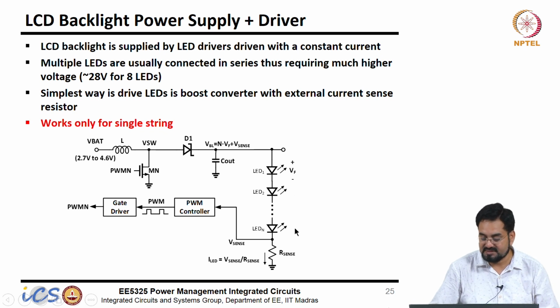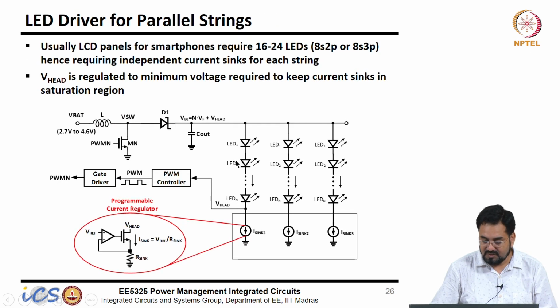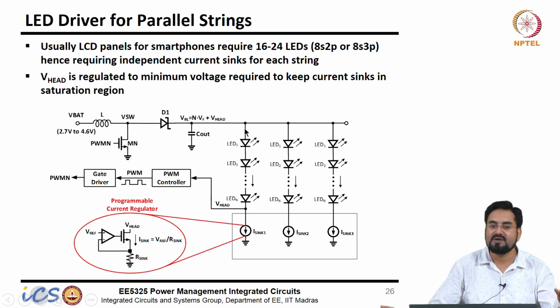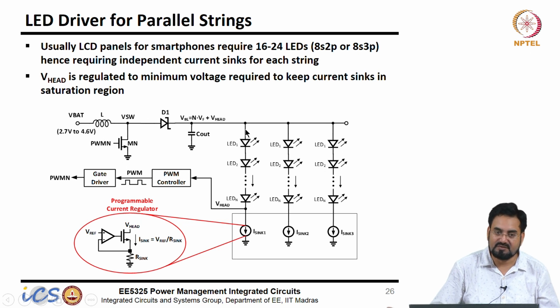Now, let us say you have multiple strings, so you do not know which one to feed back. If you have multiple strings, then instead of using a sense resistor, we use a current source or current sink. You can put this current on the top also, but then you require a current source. When you are putting it at the bottom, you need a current sink. The main reason we do not want to put it here is, as I mentioned, we do not have a high voltage PMOS, and if you put it here, then you require a high side PMOS.